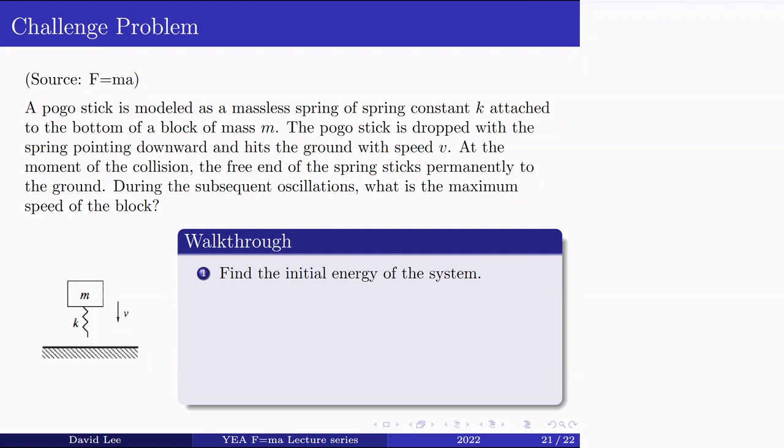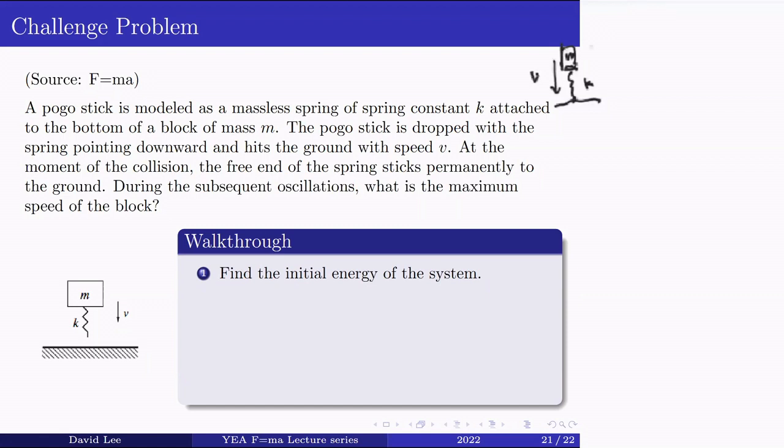We have a block that has mass m, and there's a spring here with spring constant k. Initially, the spring is not stretched, and the m is some height above the ground, and it is moving downwards with a velocity of v. All right, so find the initial energy of the system.